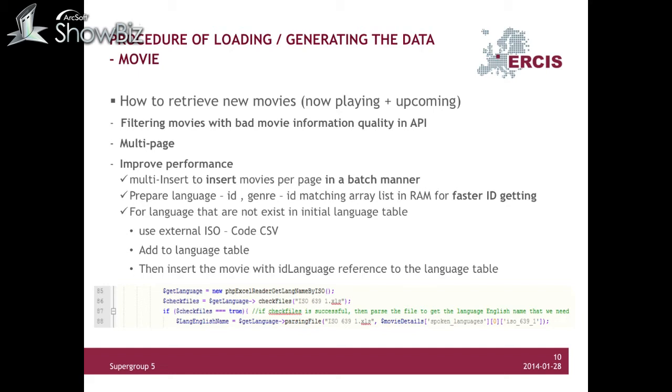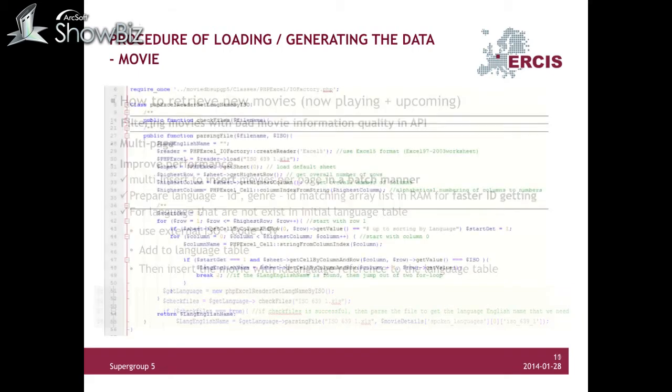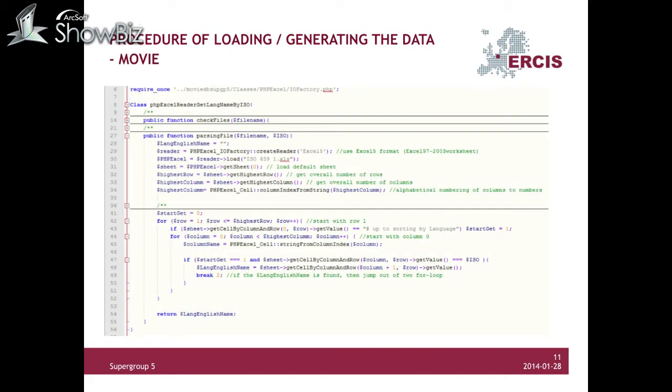Thirdly, for languages that do not exist in the initial language table, as there is no language list containing both language English name and ISO code provided by the API, we decided to use an external ISO code CSV file as a dictionary to look up and add new languages when necessary. This screenshot shows you the PHP code that is used to parse the external language ISO code dictionary and find the corresponding language English name.